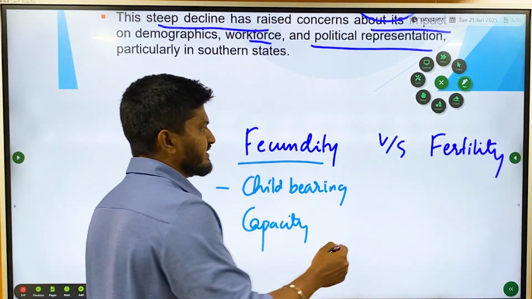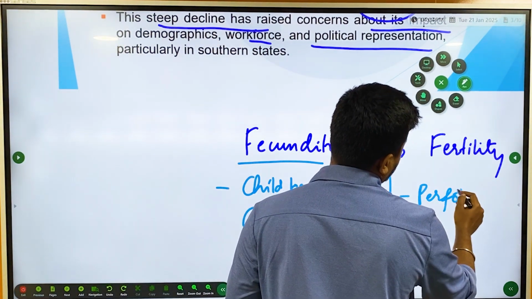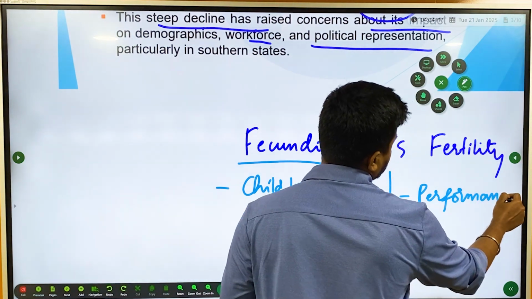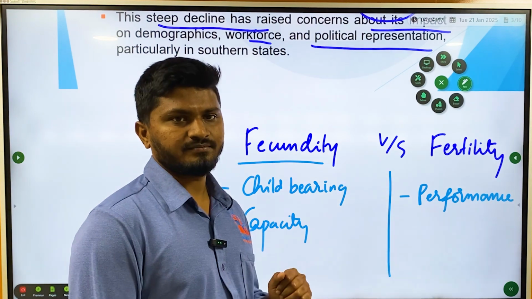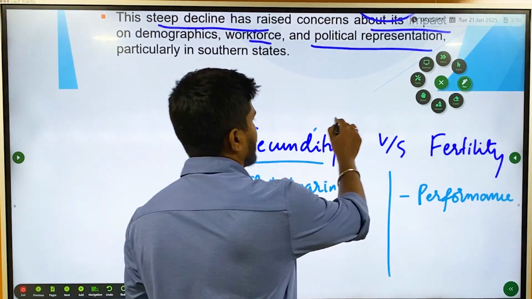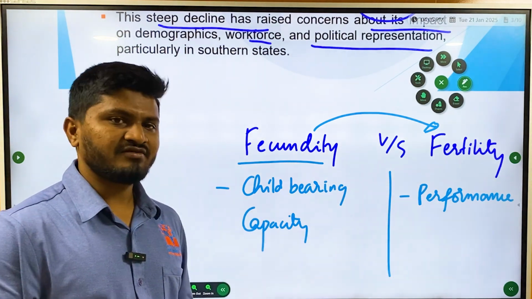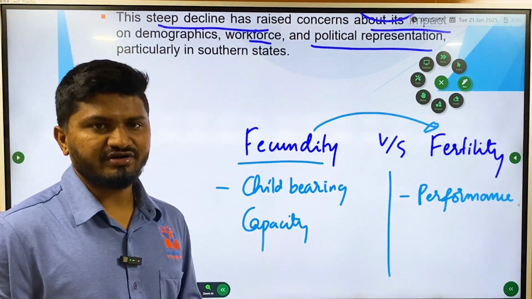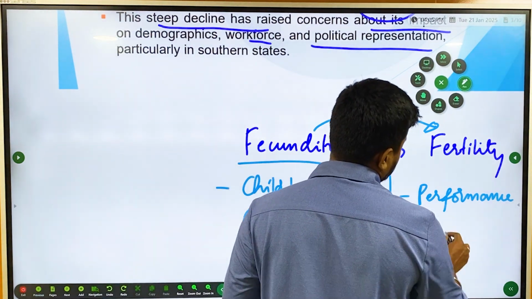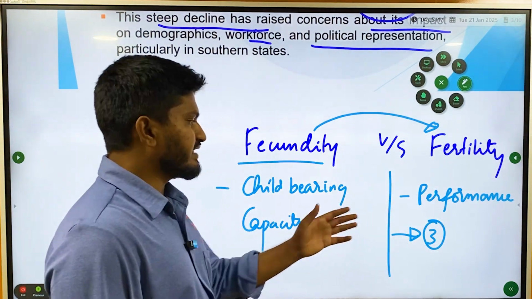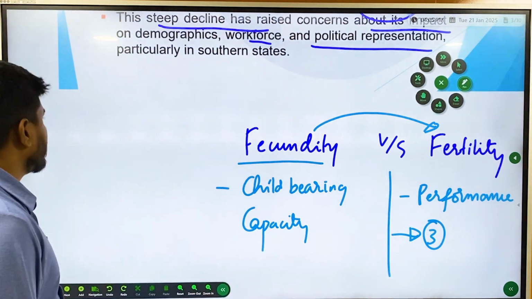What is fertility then? Fertility is the general performance of a woman, in the sense of how many children she is bearing. The function of fecundity is the fertility. Therefore we can say that there is a rate of fertility, in the sense that if a woman on average is having 3 children, then it is called a fertility rate of 3.